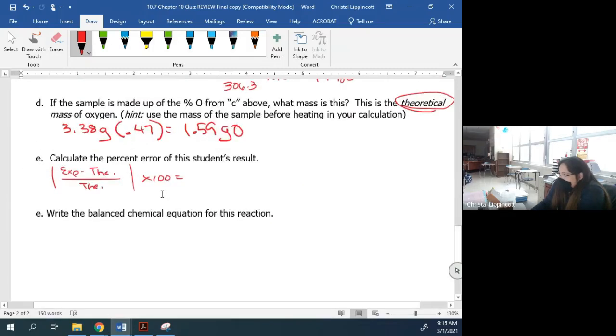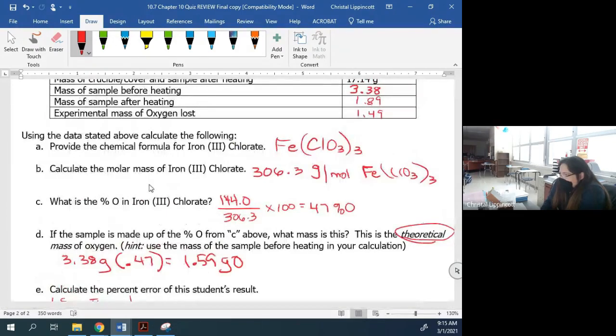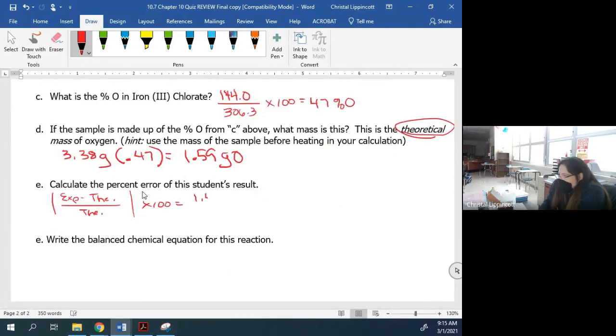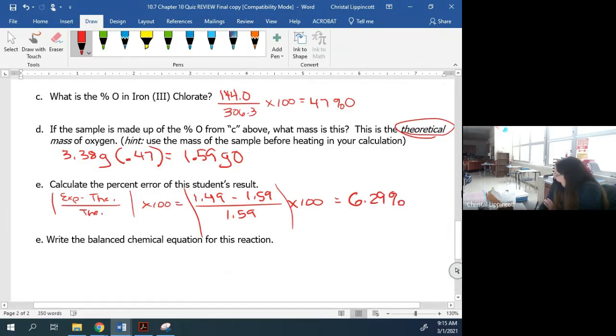Okay, so my experimental amount is 1.49, minus 1.59, divided by 1.59 times 100. This is absolute value. That's why it doesn't matter which one of these is listed first, because you're going to end up with the same amount. It's just one time it'll be negative and one time it'll be positive, but it's absolute value, so it doesn't matter. Times 100 is 6.29%. And that is the label. Percent is just the label. You don't have anything after that.